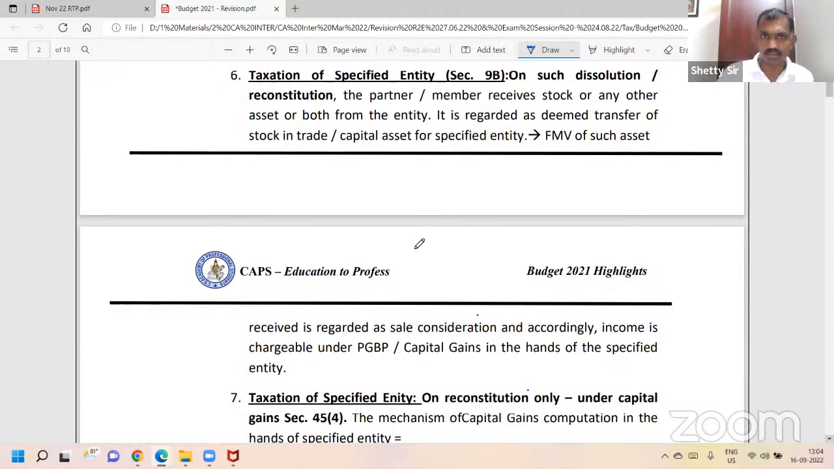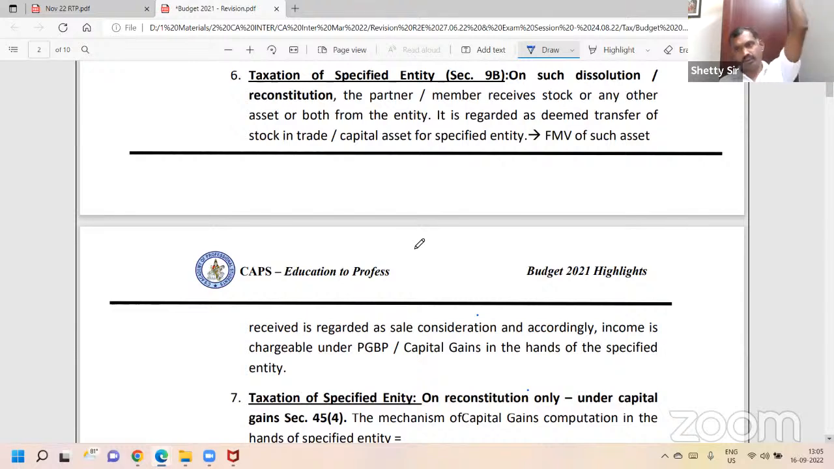Section 9B, on dissolution or reconstitution. Capital gain or business income to the entity is equal to fair market value of asset transferred minus cost. Make a circle for dissolution or reconstitution.